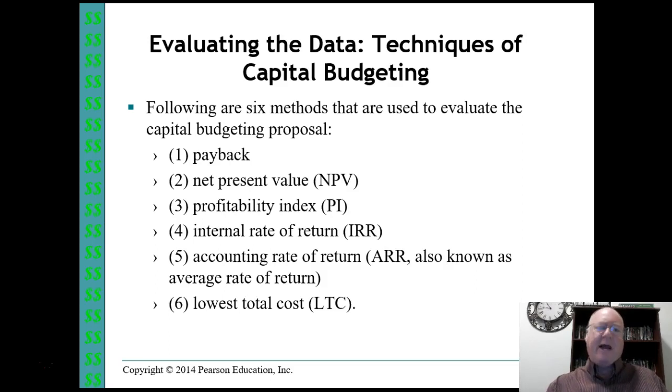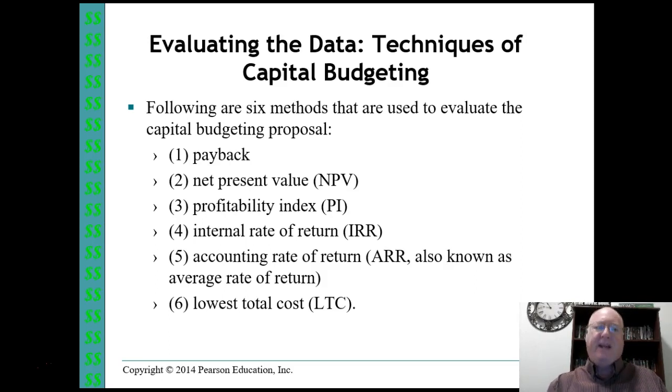Because looking at the time value of money and the whole concept of how you crunch those numbers become an important part of really determining capital budgeting proposals. So there are 6 different methods that we're going to look at here that are listed. Let's just talk about these methods one at a time.